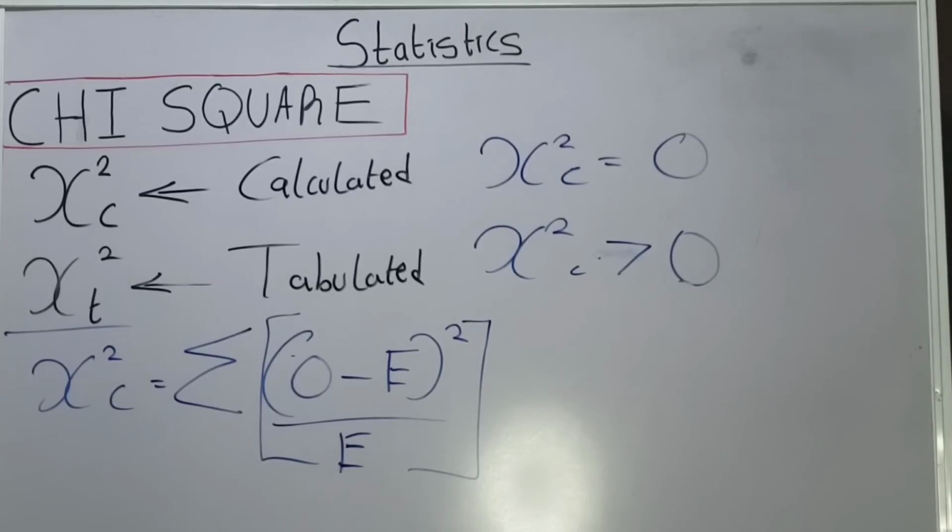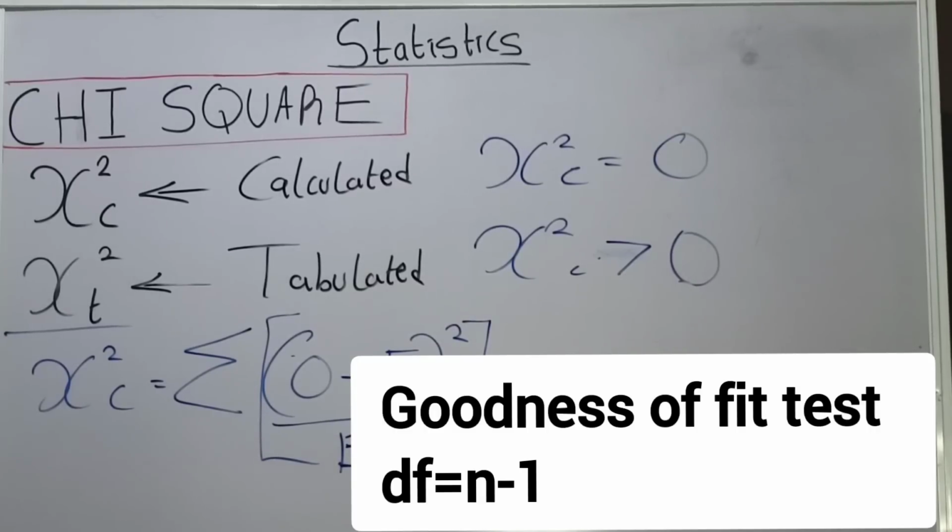For the goodness of fit test, the degree of freedom is n-1 because we are only having one variable. The reason why I'm giving you this explanation is because all of these are important in your calculation. If you don't understand this concept, you won't be able to comprehend the calculation itself. So, a chi-square test that involves one variable is known as the goodness of fit test, and the degree of freedom is n-1.